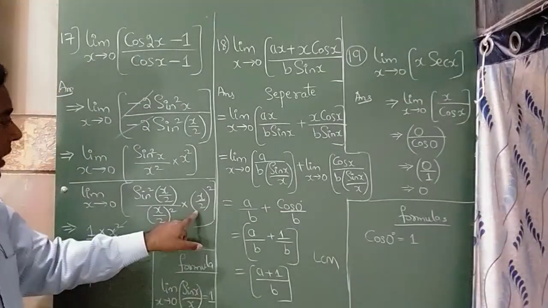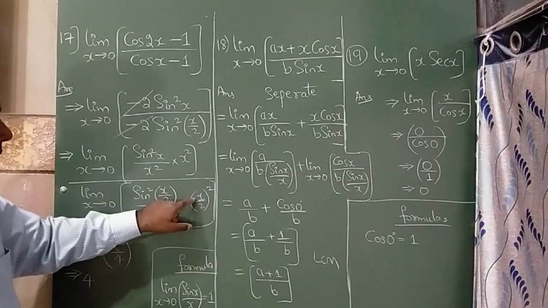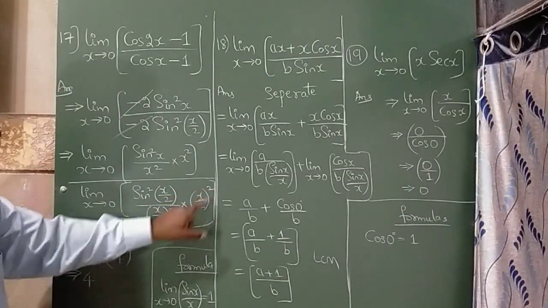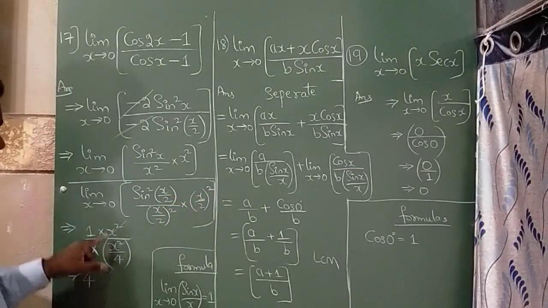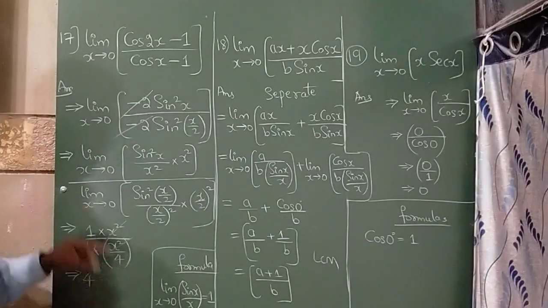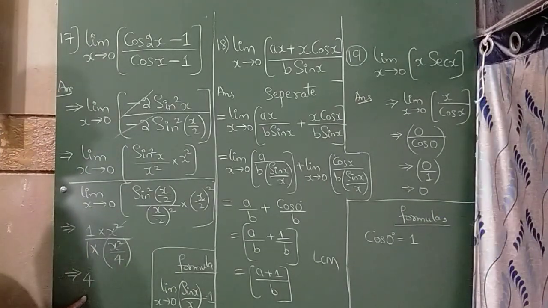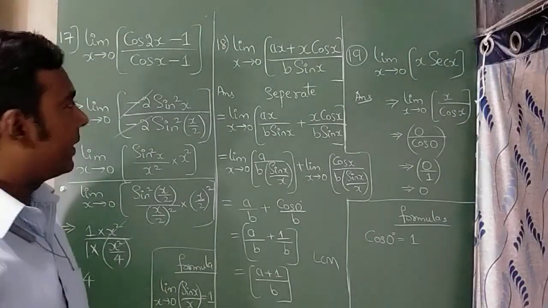Okay. Now what is remaining here? x upon 2 whole square, so I have written x square. 2 square is nothing but a 4. x square gets cancelled. This 4 goes to the numerator. So the final answer is 4. I hope you are understanding.